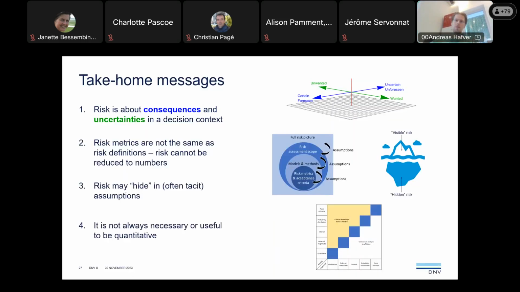So to conclude, risk is about consequences and uncertainties in a decision context. That is how it feels like for me. And if you look at the different definitions, they all somehow mention these aspects of consequences and uncertainties.